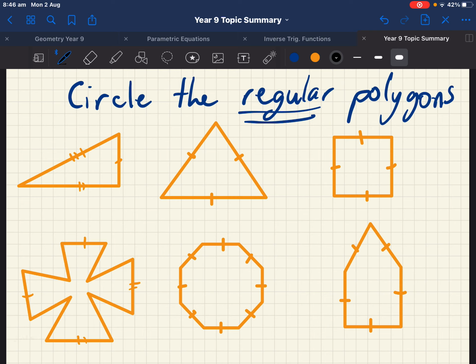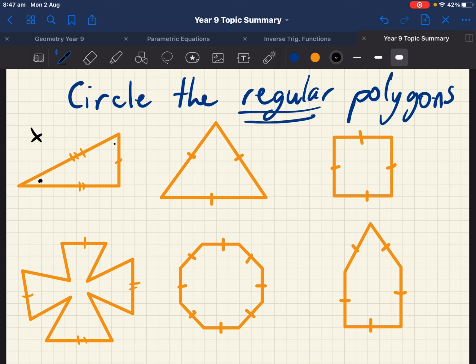Now the next type is what we call regular polygons. These are the ones where all the sides are equal and all the angles are equal. So all the angles need to be the same size, and all the sides need to be the same length. So what I want you to do is pause the video and determine for yourself which ones you think are the regular polygons.